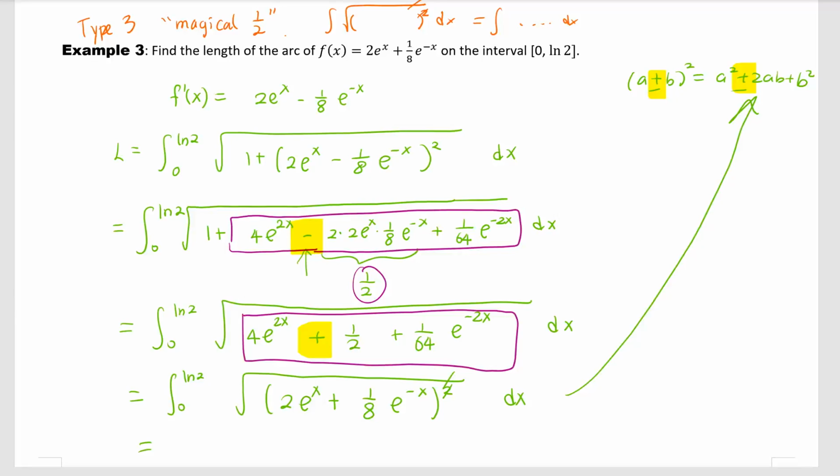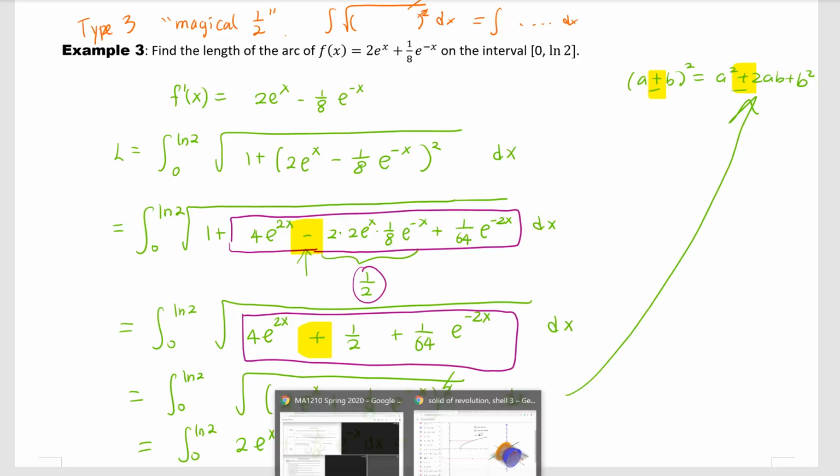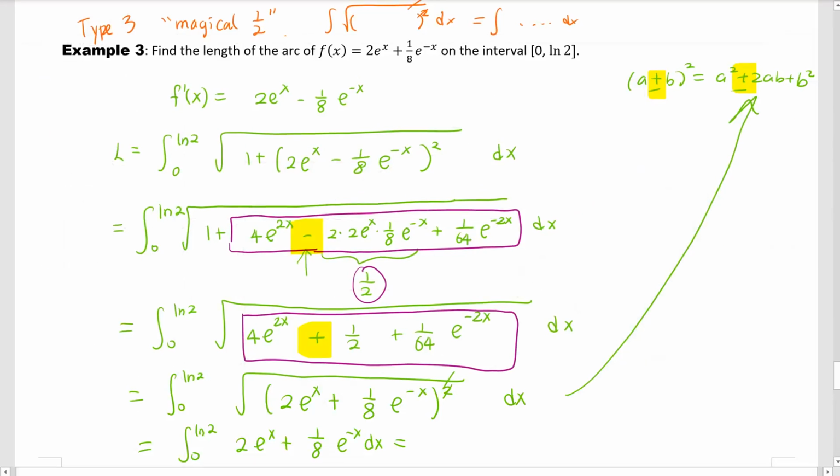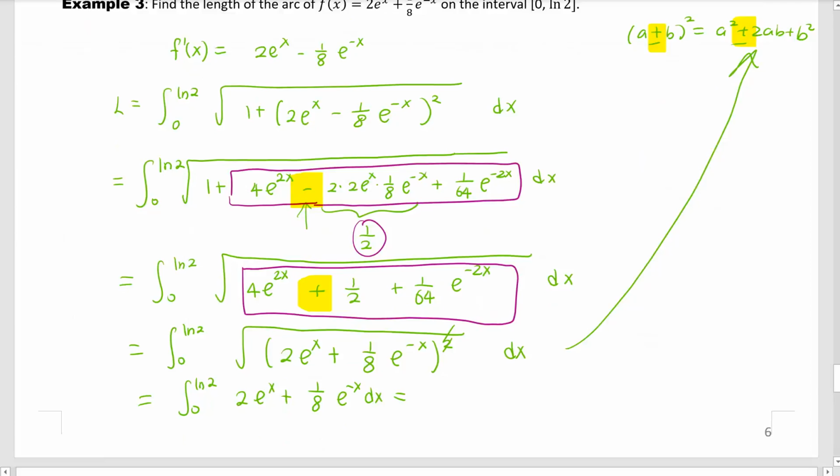Okay, let's continue. So square and square root cancel. So we have the integral from 0 to ln of 2 of 2 e to the x plus 1 over 8 e to the minus x dx. Well, integral of 2e to the x is 2e to the x. Integral of that is minus 1 over 8 e to the minus x. Evaluate from 0 to ln of 2. So we plug in ln of 2.